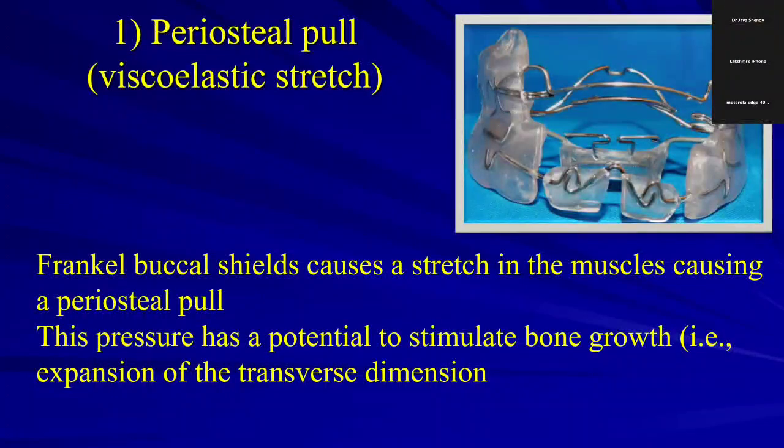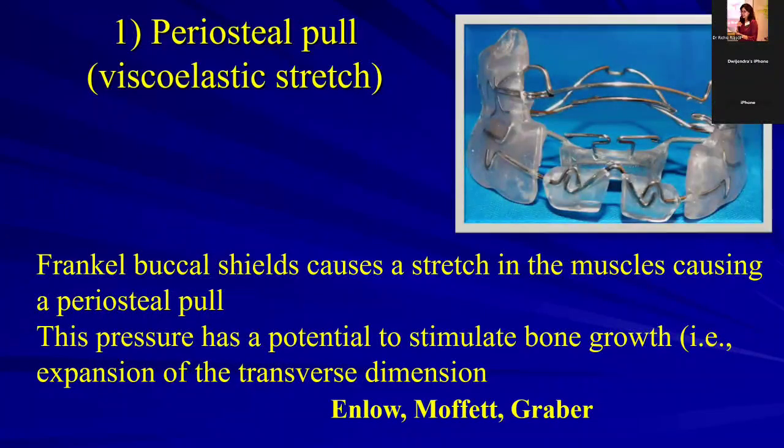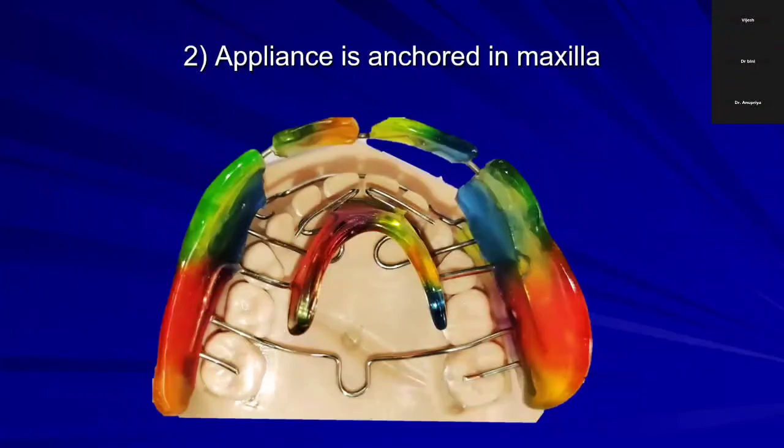Remember, you see the premolars are coming out naturally in one of the slide pictures I showed you, because of the periosteal pull. And it has been confirmed by these authors that it produces a transverse expansion of the maxilla.